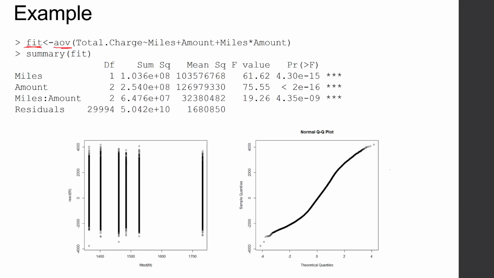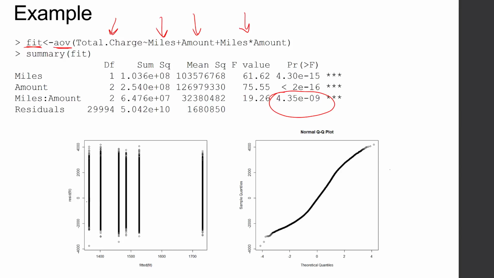I'm going to fit my ANOVA model. My Y, my response, is called total.charge in R. I looked at the first 5 rows to determine that. Tilde, my predictors, the miles variable, the amount variable, and the interaction of miles times amount. All right, so this time we have a different story, right? Our interaction is highly significant. So we're going to have to think about things differently than we did on the last example.